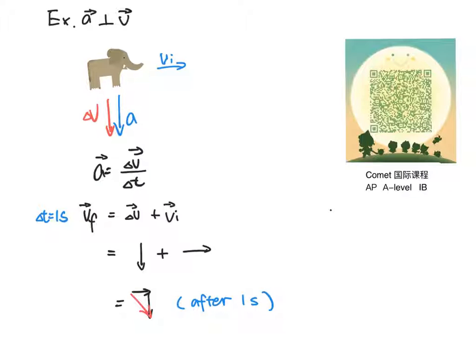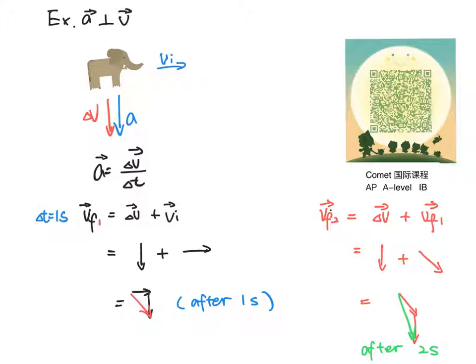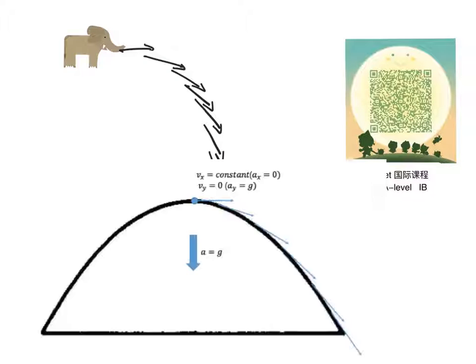Now let's see what happens after 2 seconds. Because the initial velocity has been changed to the velocity after 1 second, we can see the direction of velocity keeps changing. If we trace it every second, we will find out the trajectory looks like a parabola. And yes, it is projectile motion. Now we understand why the velocity changes along the tangential direction.